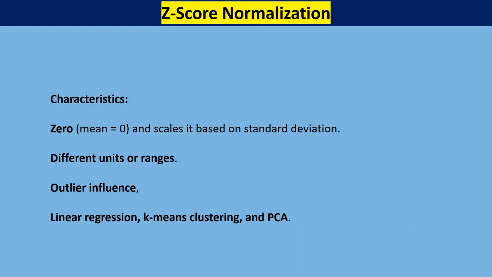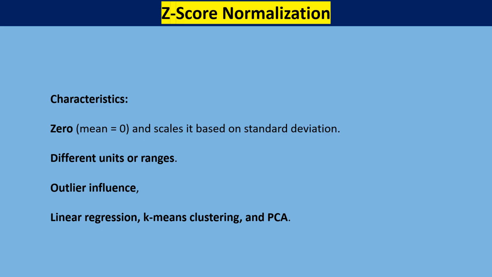Z-score normalization: original feature values, then the mean of the feature values and the standard deviation of the feature values. Characteristics: centers data around zero mean, scales it based on standard deviation. Useful when features have different units or ranges. Retains outlier influence, unlike min-max normalization.